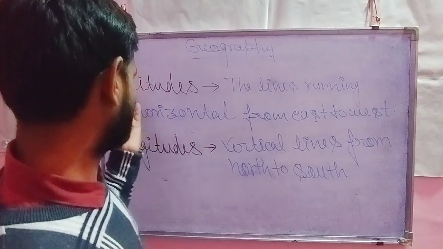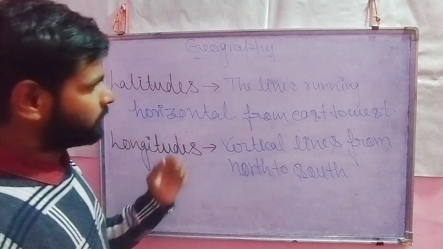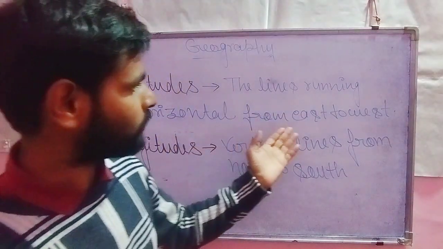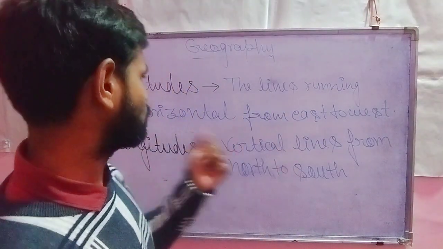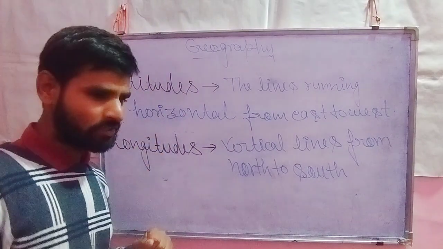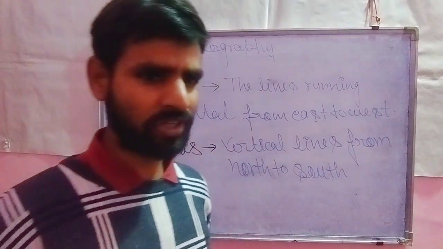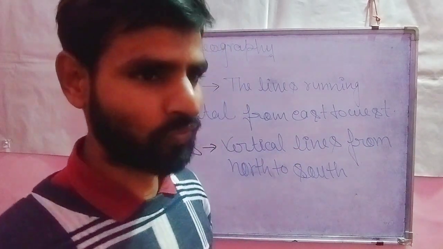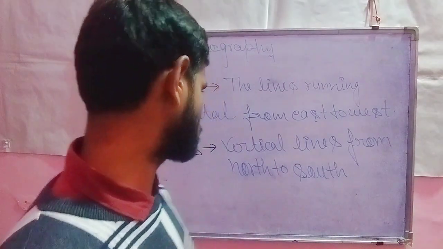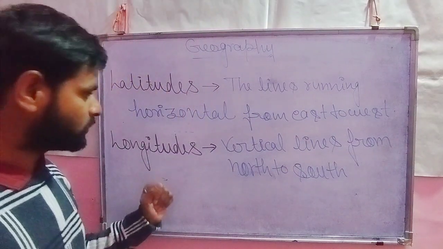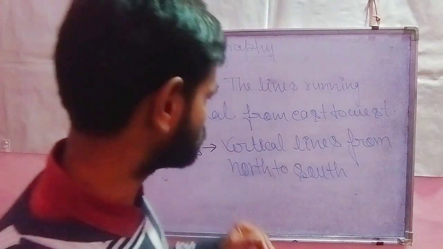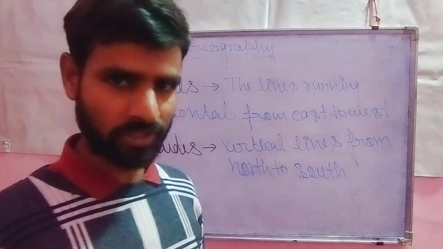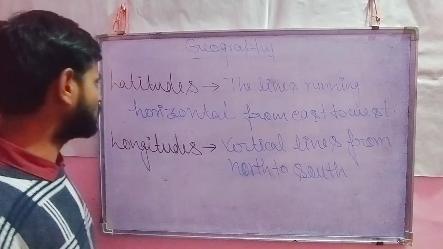At the very first, I have written here: latitudes. Latitudes mean the lines running horizontally from east to west. In Hindi, people say these are lines whose direction is from east to west. But longitudes are lines which are vertical and run from north to south. So these are called longitudes and latitudes.